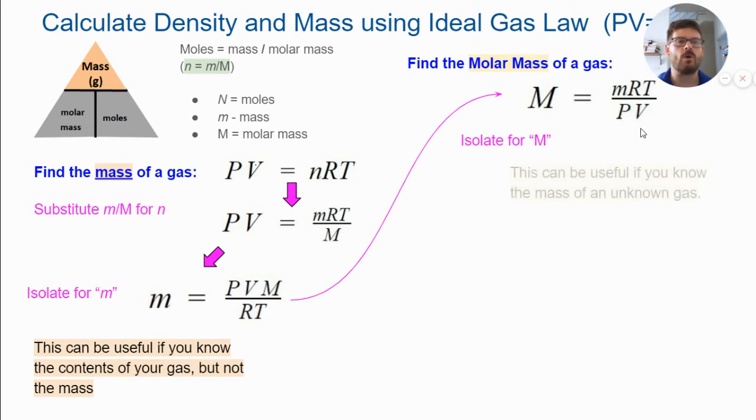So why would you want to do this? Well, maybe you know the mass and all the other stuff, but you don't know exactly what the gas is. So if you have the molar mass, you have a better chance of identifying what that substance is. So this can be very useful for us in a real practical sense.